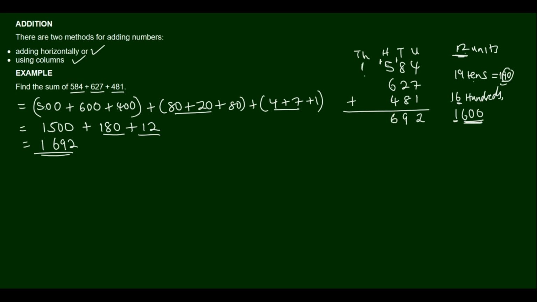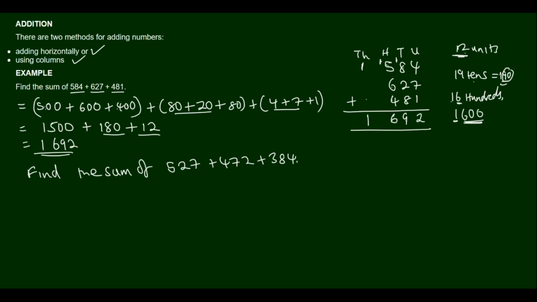So it becomes here. Then we don't have any other thousand here. So it becomes just 1000 plus 0, which is 1. And then we're getting 1692. All right, let's have another example. It says find the sum of 527 plus 472 plus 384.